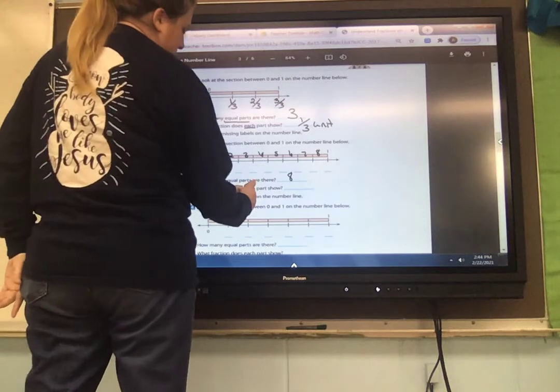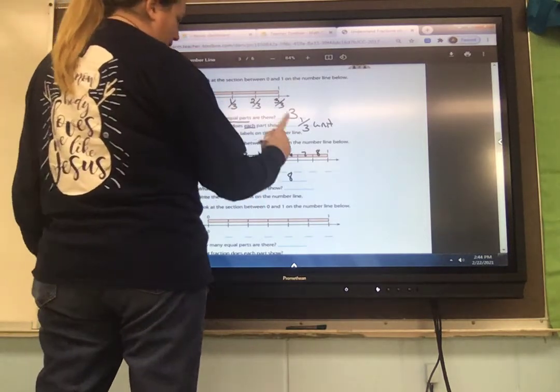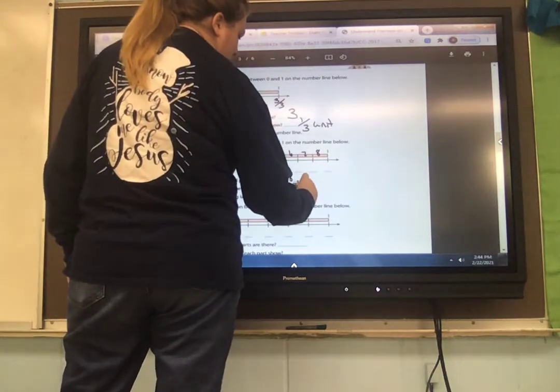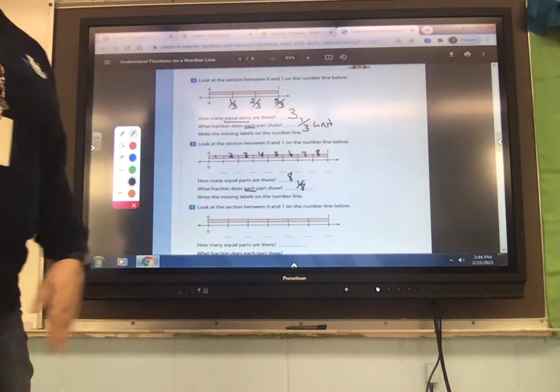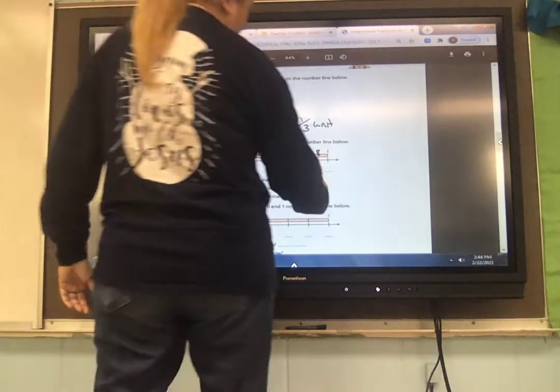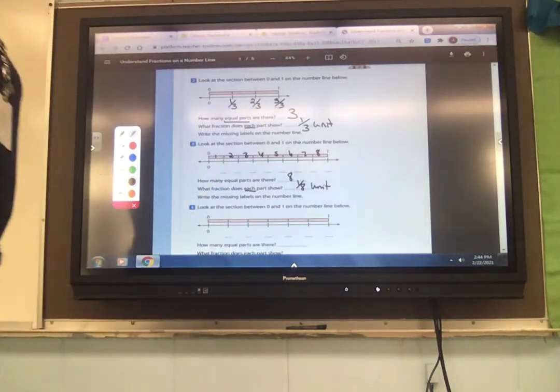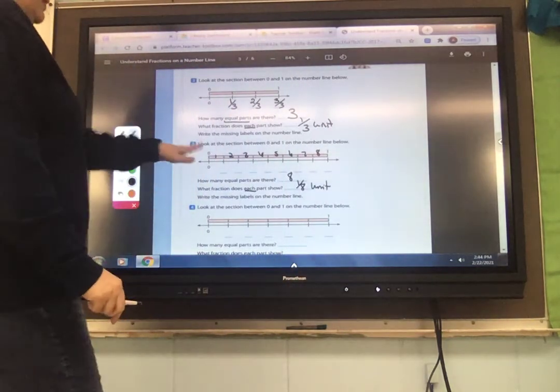What fraction is each? Each is a unit. So if I only wanted one part, that would be 1/8, because of those 8 equal pieces, that's my denominator. Each means 1, that's my unit fraction. I'm going to go ahead and write unit here too. We need to definitely know that word. Write the missing label, so let's go ahead and label.